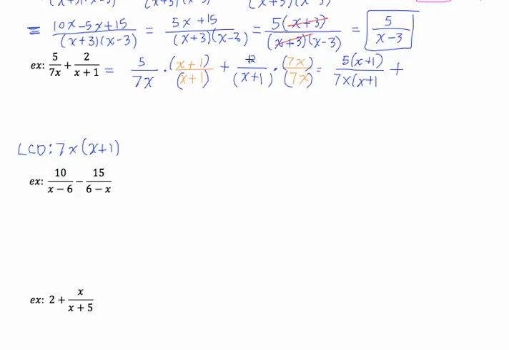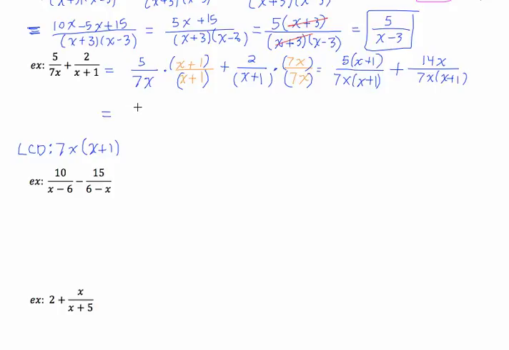Plus 2 times 7x, that'll be 14x, over 7x times x plus 1. I'm just going to reorder those. Well, this is good because now we have a common denominator, 7x times x plus 1. So now we can add the fractions. So we add the numerators. So we have 5 times x plus 1.